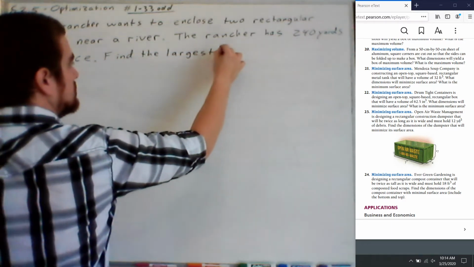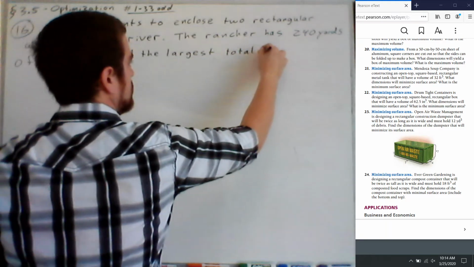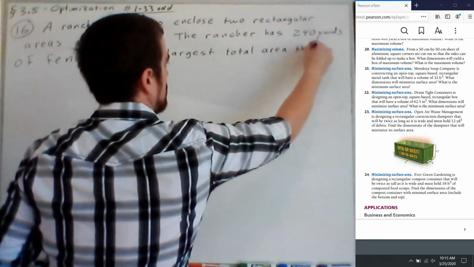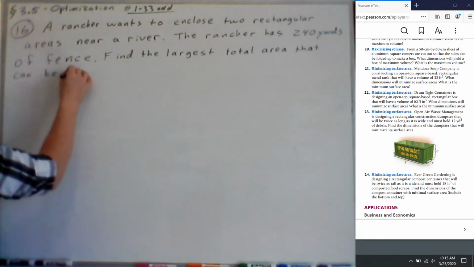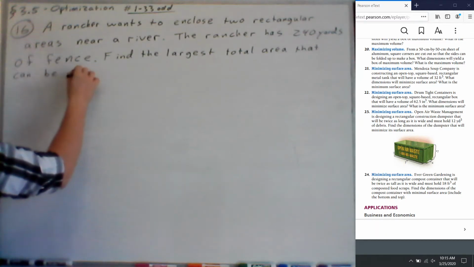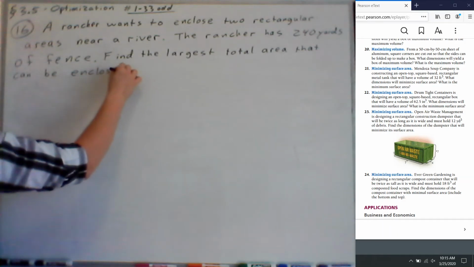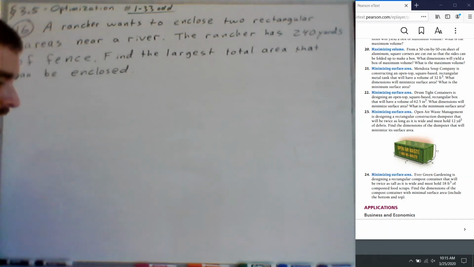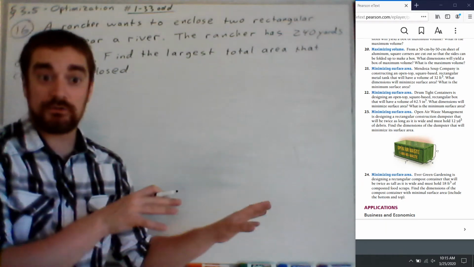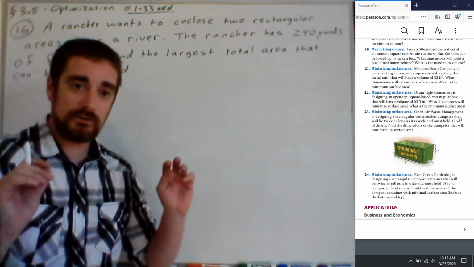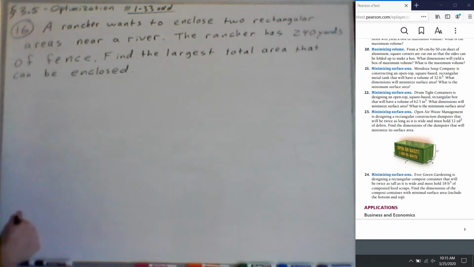Find the largest total area that can be enclosed. So again, if you don't want to rewrite all this, it's number 16 in the book. Well, first things first, when you get to a problem like this, the book's nice, it gives you a picture, but if we don't have a picture, we draw a picture every time.